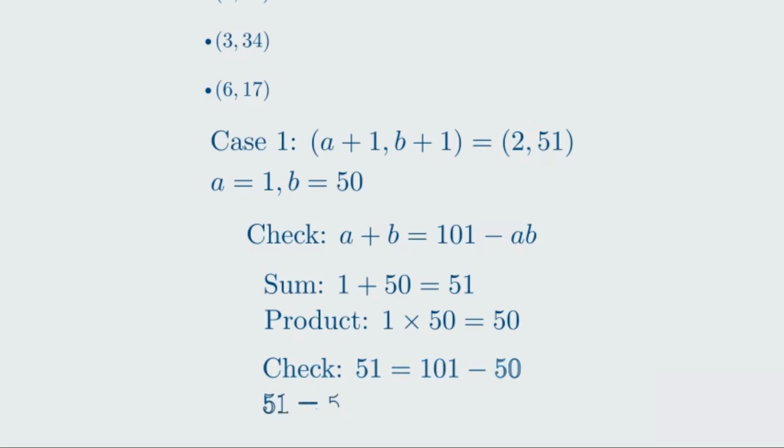51 does equal 51. This means the pair 1 and 50 is a valid solution for a and b. So we have found one solution: a equals 1 and b equals 50. Let's briefly check the other cases to understand why they don't work.